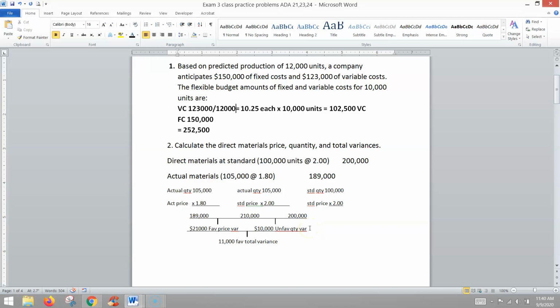Then to calculate the total materials variance, you can add these together. If one's favorable and one's unfavorable, you're going to take the difference. If you think about adding a positive number and a negative number, you're going to take the difference, and the one that's the larger is the one that's going to be the answer. So in this case, 21,000 minus 10,000 gives us 11,000, and the favorable is larger, so it's going to be 11,000 favorable total variance. You can also take the difference between the 189,000 and the 200,000 and get the same answer.